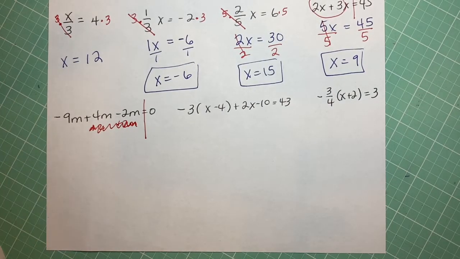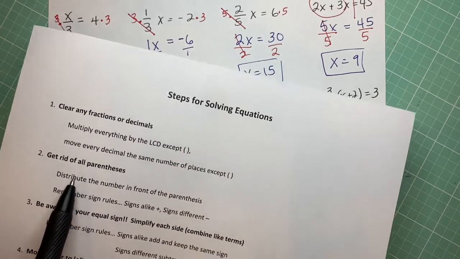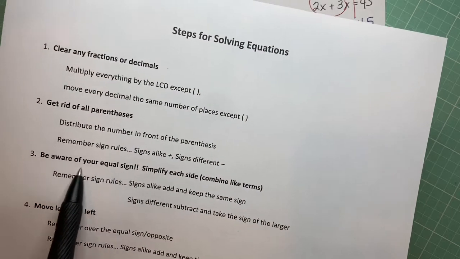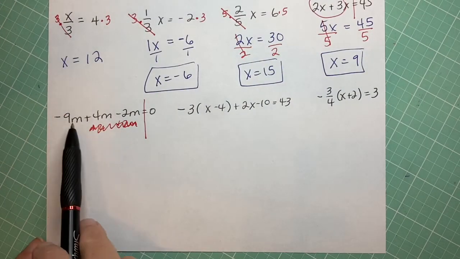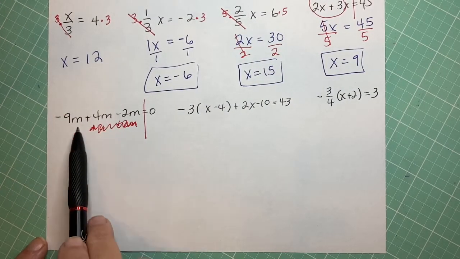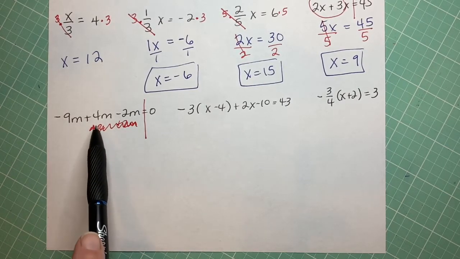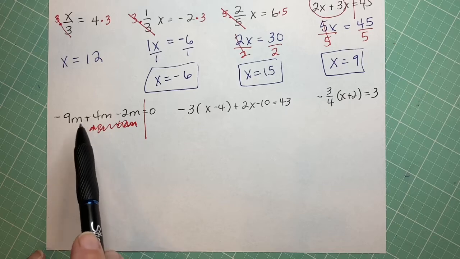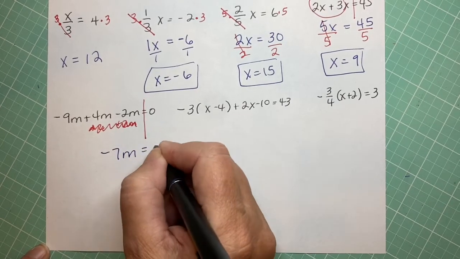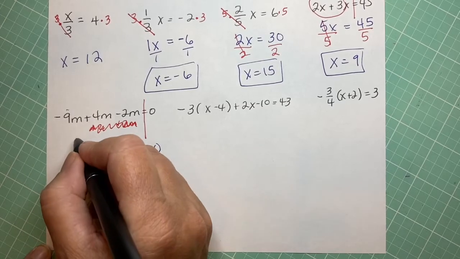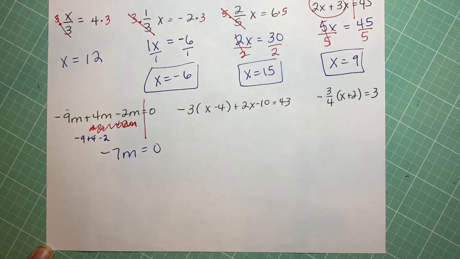So for this one, step 1, there weren't any fractions. Step 2, there weren't any parentheses, but step 3 is a really important one. Be aware of your equal sign and combine like terms. Since these are all on the same side, we can just combine them and say -9 plus 4 is -5, and -5 and -2 is -7m. So we just took the coefficients. If you have trouble with your sign rules, just write them all down. That's what we were doing in our head.